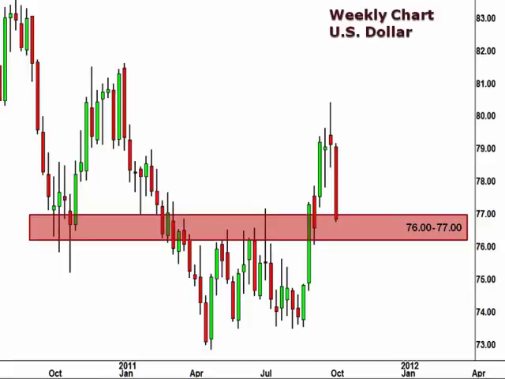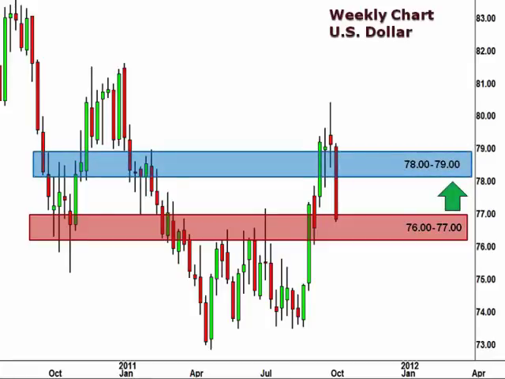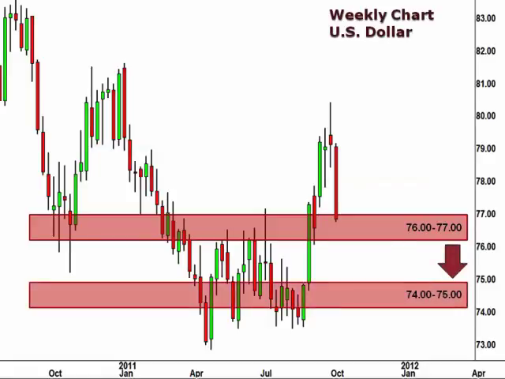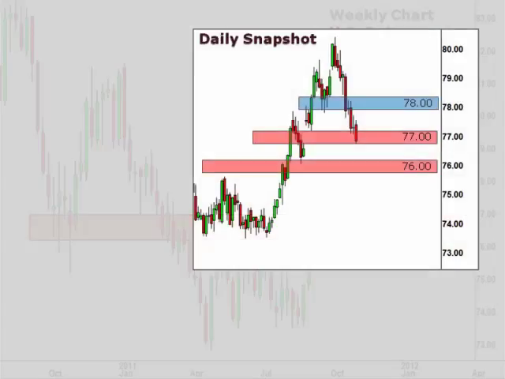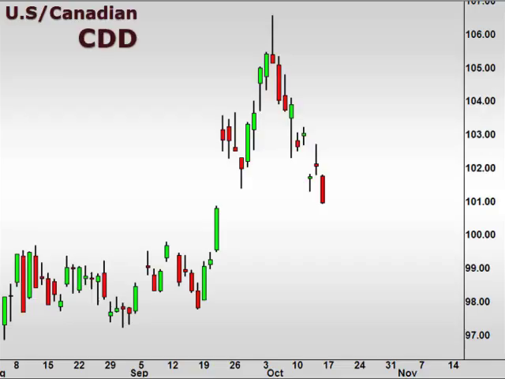Now, we could see a continuation lower to test 76. However, support here is likely to yield a retracement up to test 78 as resistance. Failure at the 76-77 support opens the window for a drop down to 74. Let's take a quick look at our daily chart. The daily chart reflects the near-term support at 77. A bounce here is likely to test 78 this week.